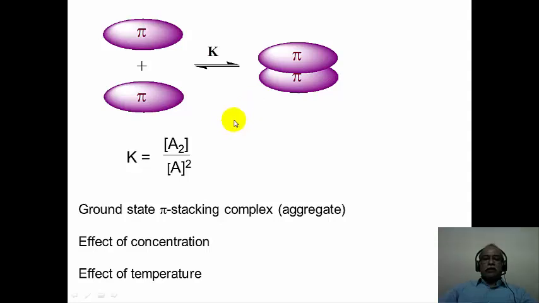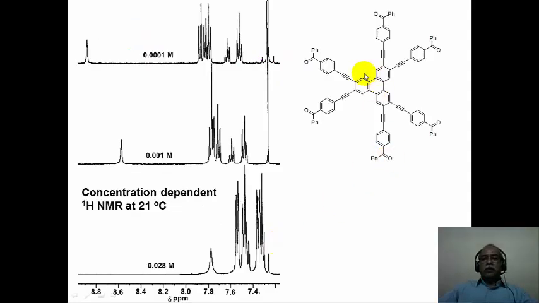As long as you have an equilibrium constant between the dimer and the monomer, which is shown here, this equilibrium constant will depend on the effect of concentration as well as the effect of temperature. Now if one looks at this molecule, which is a star shaped molecule, the core is a triphenylene core and the periphery is a benzophenone kind of group attached through an acetylenic functional group in this molecule.